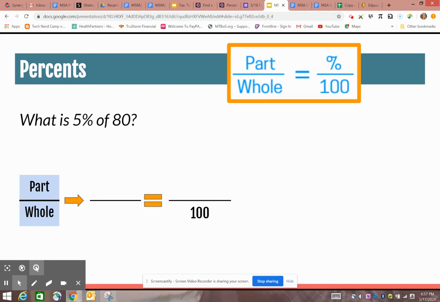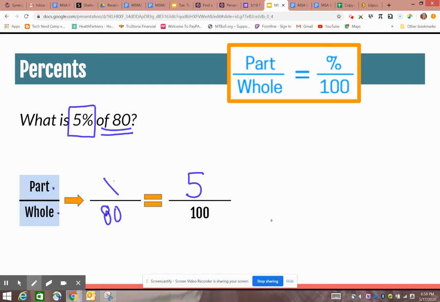5% of 80. So the first thing that I'm taking a peek at here, I see percent. 5% means 5 out of 100. So in my proportion, I know that the 5 must go there. Now I'm comparing part to whole. What is 5% of 80? So this of 80, that's the whole. We are missing what the part is. So once again, I have a proportion. I'm going to cross multiply.